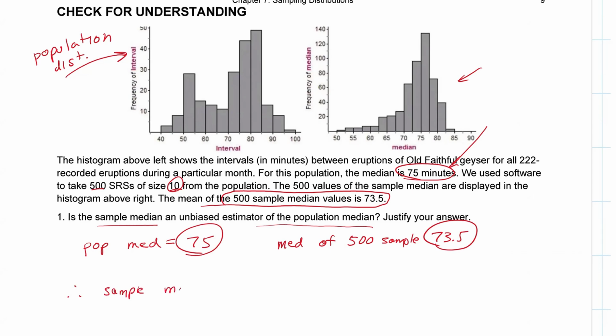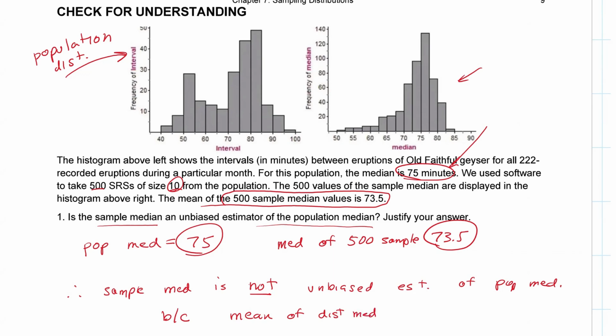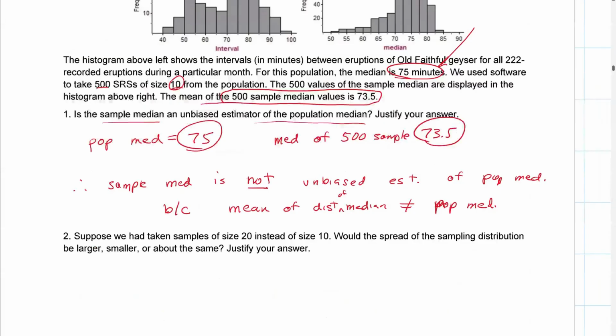Conclusion: the sample median is not an unbiased estimator of the population median, because the mean of the distribution of medians does not equal the population median. Not every statistic is unbiased. Not to say that we do something wrong, it's just that it doesn't do what we want it to do.